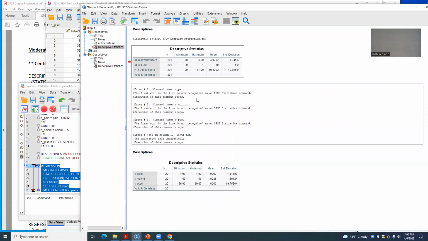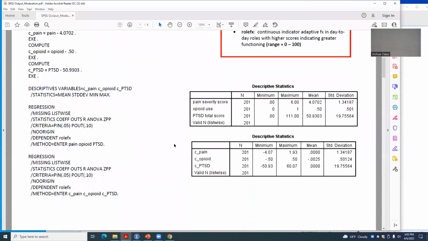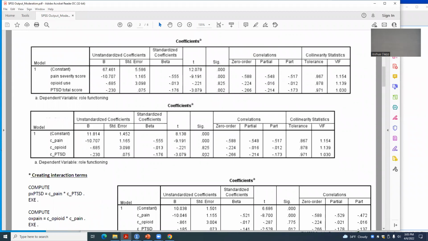So if we run this and get our output here, right? What I've done is run this with your raw variables and your centered variables. And again, we're seeing that things are working out exactly like we would expect. The constant changes, the intercept changes, but everything else is going to be identical across these models. Okay. People with me up to this point?